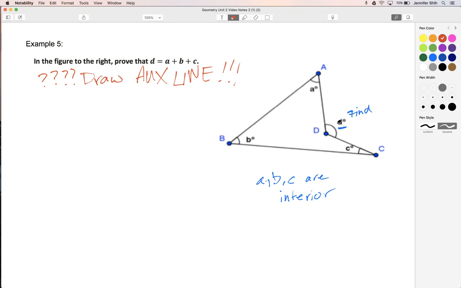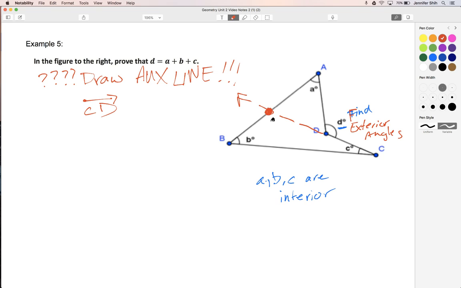angle D looks like it's the only one; this says find. It looks like an exterior angle because it's on the outside of this polygon. So why don't I try to make this look like a triangle that has an exterior angle of this? So what if I drew in an auxiliary line like this? I have no idea if this will lead me anywhere, but I just drew in an auxiliary line from C to D.